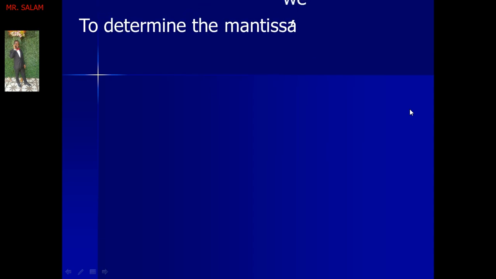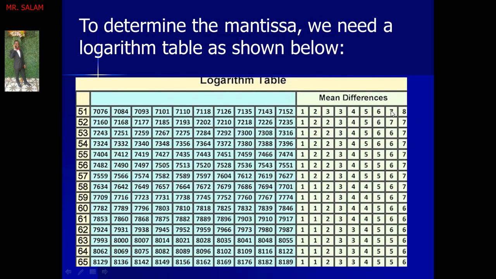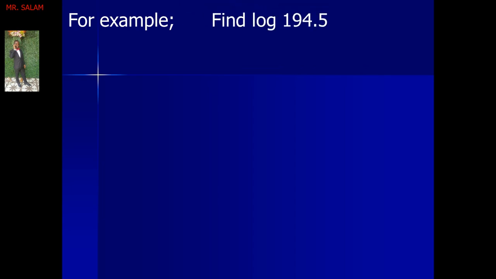Now, how do we determine the mantissa? We need a logarithm table as shown below. This is the logarithm table, and I'm going to teach you how to find the mantissa using this logarithm table. For example, find log 194.5. Of course, this is the characteristic. The characteristic will be 2, since we have 3 digits in the whole number. So that will be 3 minus 1, 2. But we're going to focus on how to find the mantissa here.